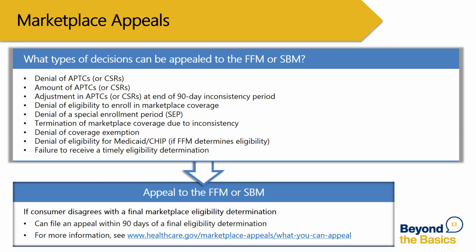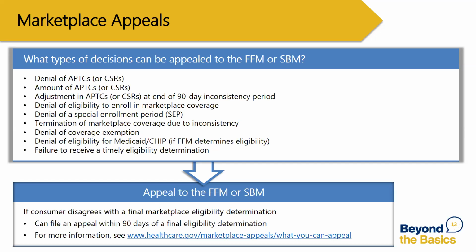But the types of decisions that can be appealed include denial of tax credits, adjustment of tax credits if the individual has a data matching issue and is supposed to provide additional income information. Sometimes at the end of that period, if the marketplace doesn't think that information was sufficient, or if the consumer failed to provide additional information, the marketplace may actually adjust and potentially reduce someone's tax credits. And if that happens, that's an appealable decision.